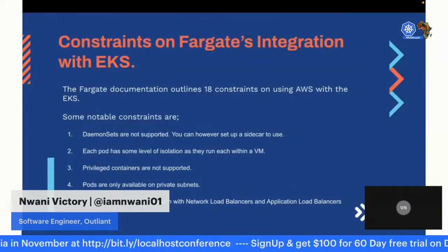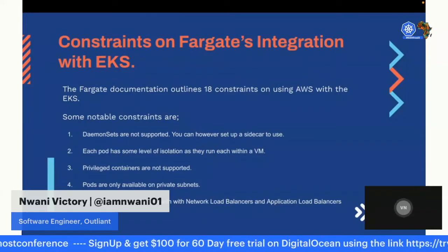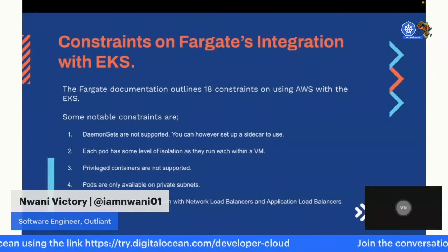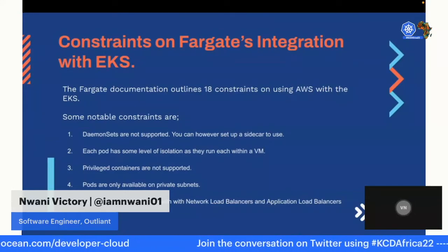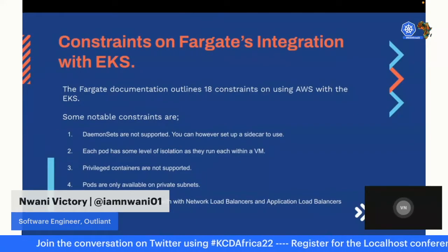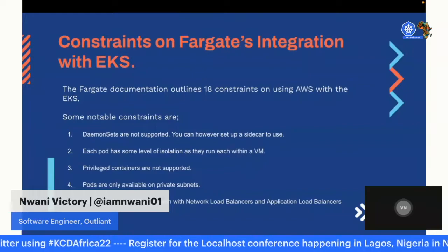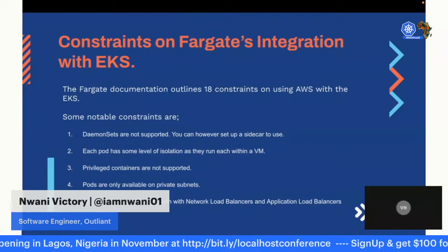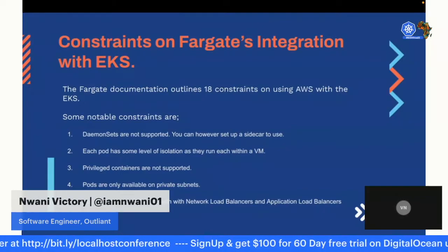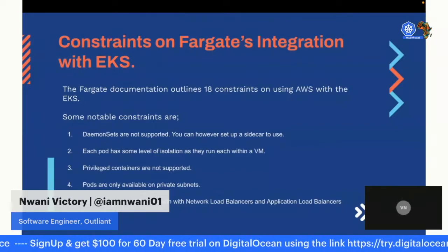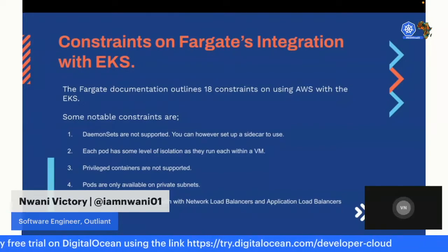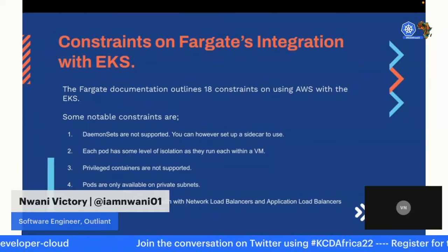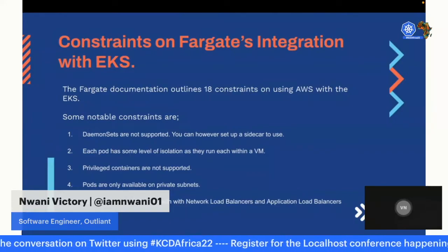Then, 2, each pod has some level of isolation as they run within each virtual machine. So each of the pods in your containers runs in a separate virtual machine, but these virtual machines are managed by AWS, not you. Then privileged containers, and also the pods are available within private subnets. Then the 5th one, which I'll talk more on later, is that the network load balancers that are exposing your application can only make use of IP targets. At later parts of this talk, I'll discuss more on this. But for now, I'll just move forward to how Fargate works with the EKS.